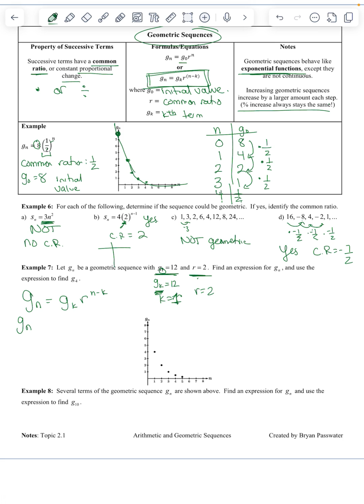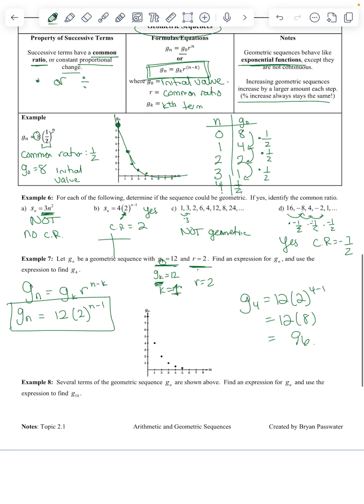So given the common ratio and the G of k term, we can figure out that G of n is 12 times 2 to the n minus 1. And that's it. That's all you have to do here. That is your expression for your geometric sequence. And then from that, to figure out what G of 4 is, you just plug in 4 and solve. So 2 cubed is going to be 8. 12 times 8 is 96.